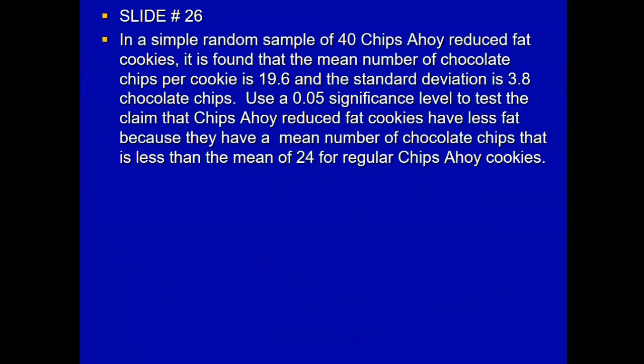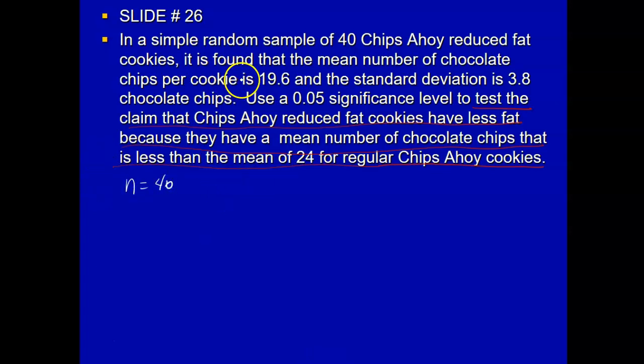Okay, so this is the last one here. In a simple random sample of 40 Chips Ahoy reduced fat cookies, it's found that the mean number of chocolate chips per cookie is 19.6 and the standard deviation is 3.8 chocolate chips. Use a 0.05 significance level to test the claim that the Chips Ahoy reduced fat cookies have less fat because they have a mean number of chocolate chips that is less than the mean of 24 for regular Chips Ahoy cookies.